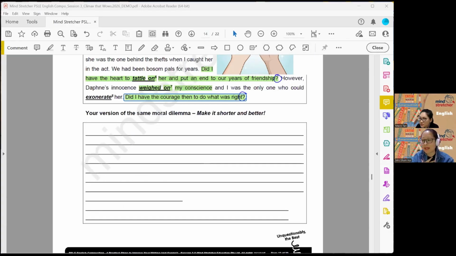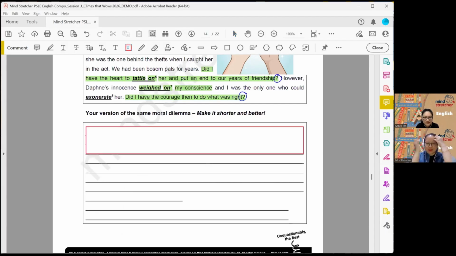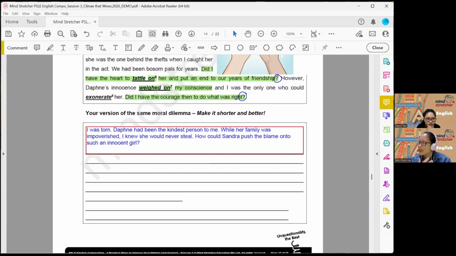So the moral part of you feels very angry for the victim. How could anyone make another person a scapegoat for her crime? Then very, very sharp because your mind is just switching from left and right. Yet I wavered. Wavered means at first you're saying, okay, I must report this. But then I wavered. Did I have the courage to stand up for Daphne?